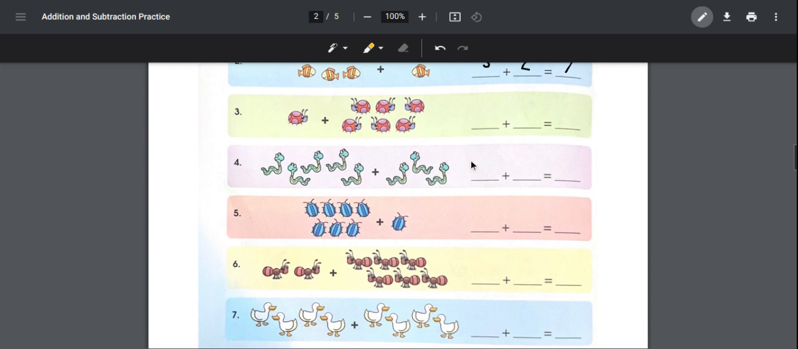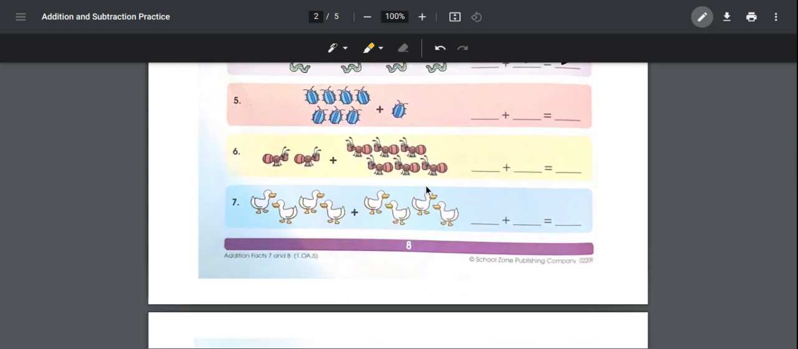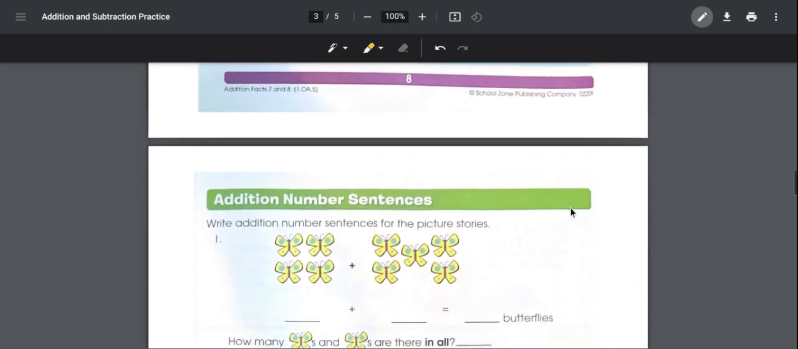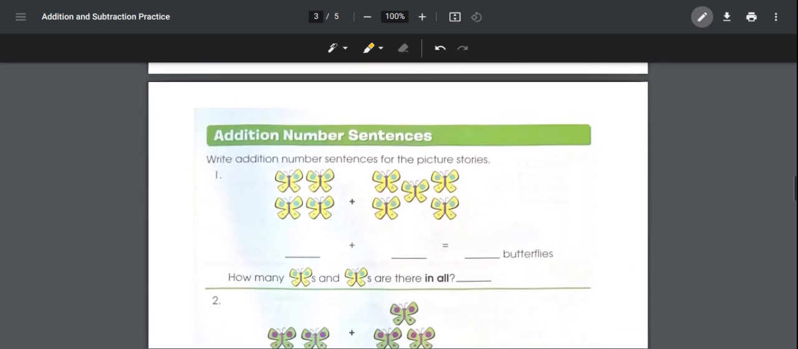We'll try number 4. So there's 1, 2, 3, 4, 5 snakes on this side, and 1, 2, 3 snakes on the other side, so 5 plus 3 is 8. Okay, number 6. We have 2 ants on the left, and 1, 2, 3, 4, 5, 6 on the right. So 2 plus 6 is equal to 8. Okay, now there's 4 and 4. So it's 4 plus 4, and 4 plus 4 is equal to 8.